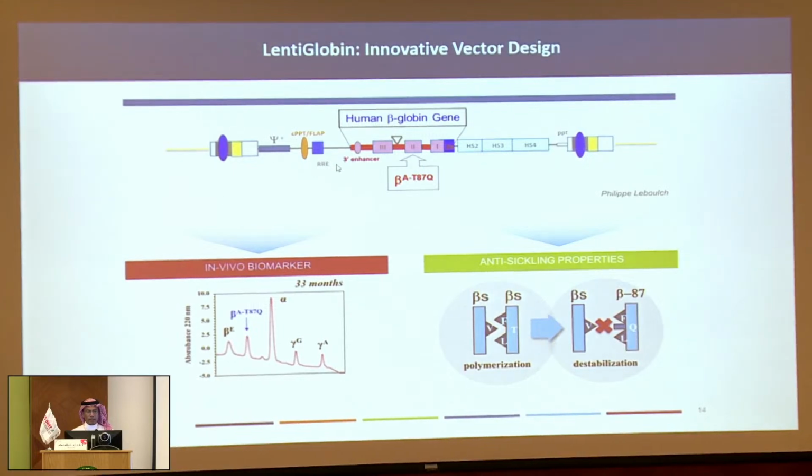The idea is that if we take, for example, the BAT87Q, which is a modified beta globin, it will be inserted in a certain place in the DNA or in the gene, and with that it becomes functional, and you can trace it after engraftment, and you can see the contribution of this gene. Now it has an anti-sickling effect. The amino acid change in here makes it anti-sickling, and therefore it's effective in sickle cell as well.